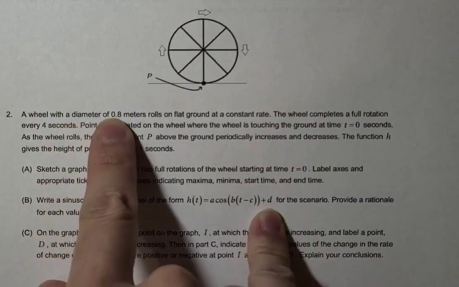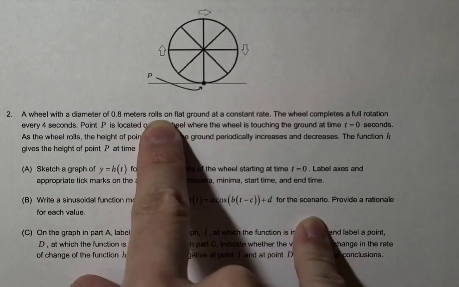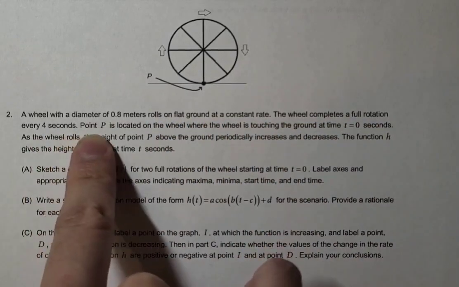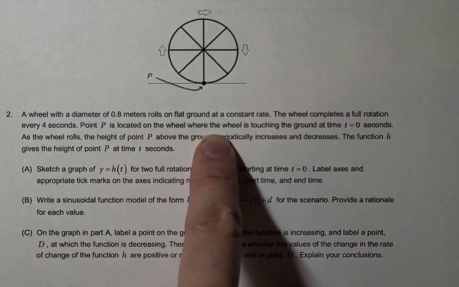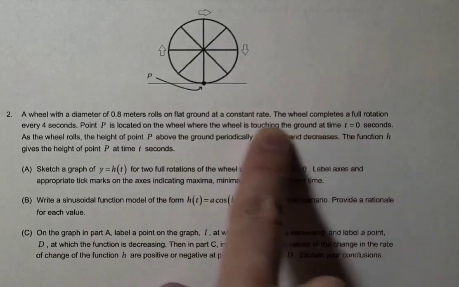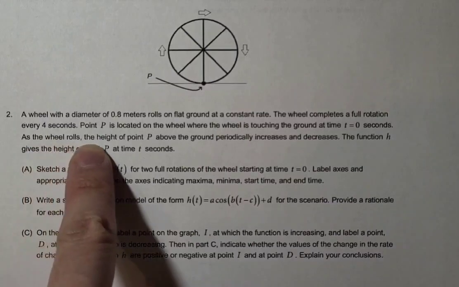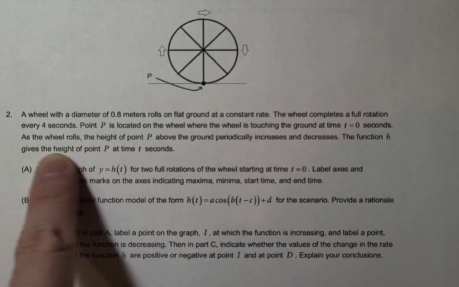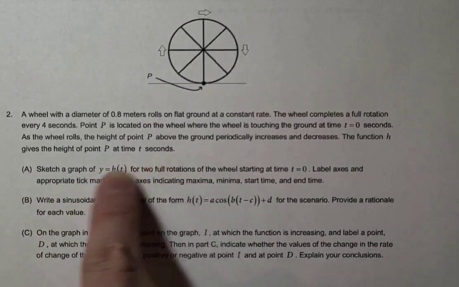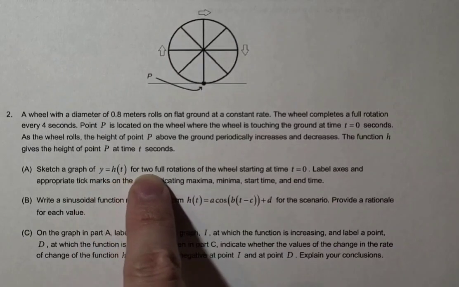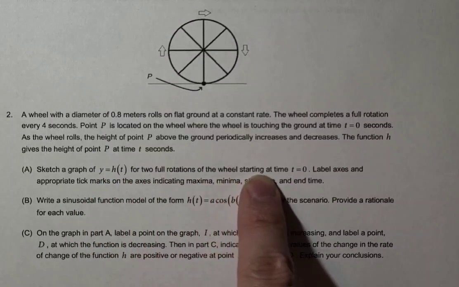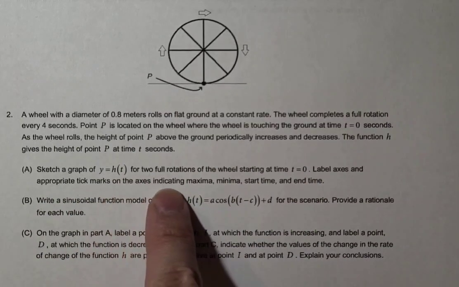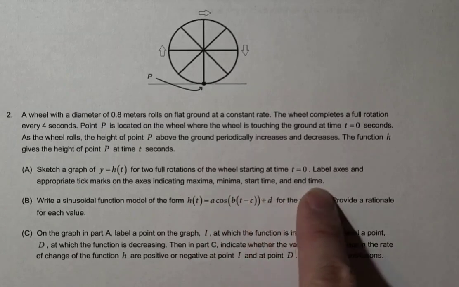A wheel has a diameter of 0.8 meters, rolls on flat ground at a constant rate. The wheel completes a full rotation every 4 seconds. Point P is located on the wheel, where the wheel is touching the ground at time t equals 0 seconds. As the wheel rolls, the height of point P above the ground periodically increases and decreases. The function h gives the height of point P at time t seconds. Sketch a graph of y equals h of t for 2 full rotations of the wheel starting at time t equals 0. Label axes and appropriate tick marks on the axes indicating max, min, start time, end time.